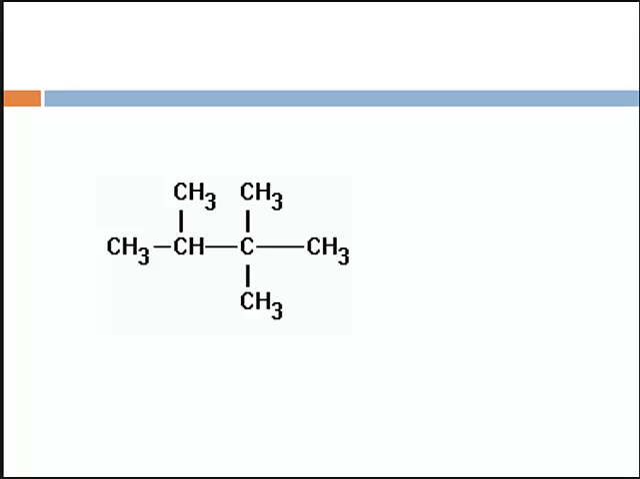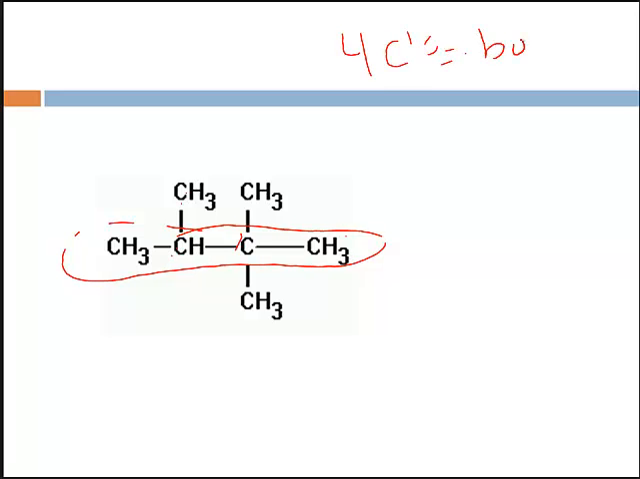First thing you want to do is find the longest chain. 1, 2, 3, 4, 1, 2, 3, 4. No matter what, you're going to have 4. So here's my longest chain. 4 carbons is but-, all single bonds, so it's butane.